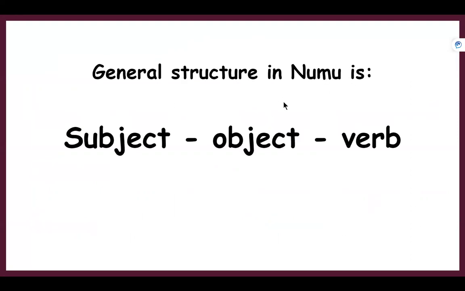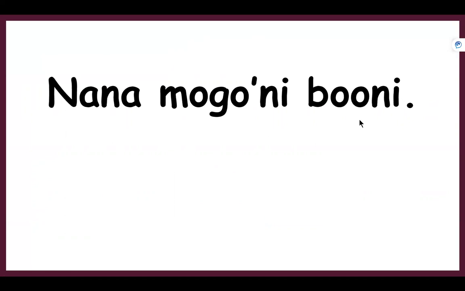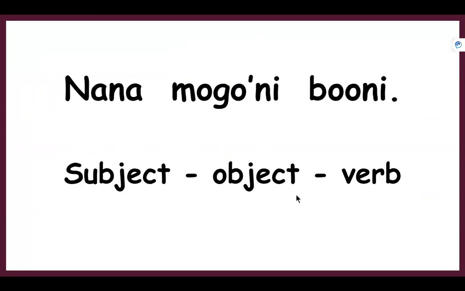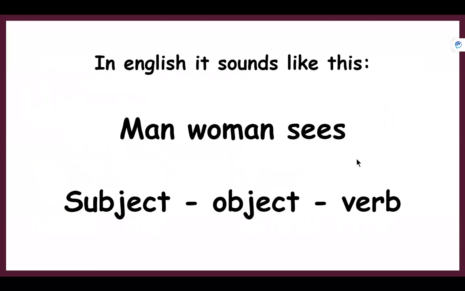Okay, so general structure in Numa is subject, object, verb. So remember, in English, it was subject, verb, object. But in Paiute, it's subject, object, verb. Nana mogotni bunni. Man sees woman. Man, or nana, is the subject. Mogotni is the object. And bunni is the verb. So the one that sees is the subject, man. The one that is seen is the object, woman. And the verb at the end, bunni. So in English, it sounds like man, woman, sees. So that's the order of subject, object, verb.